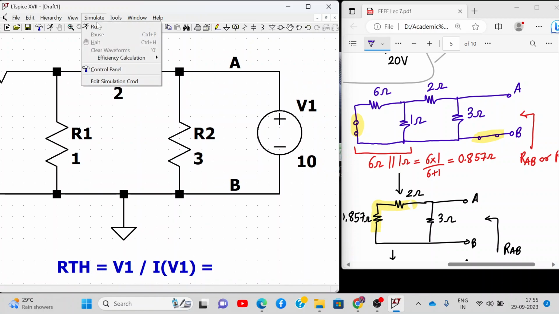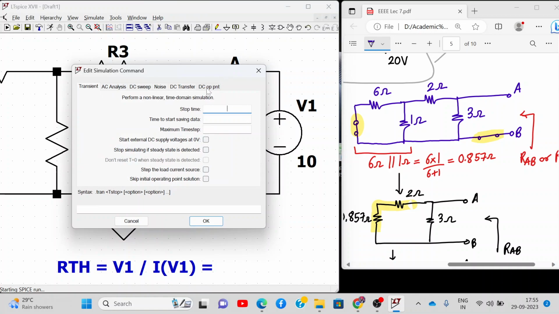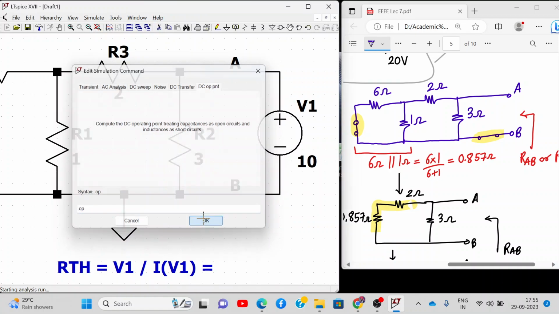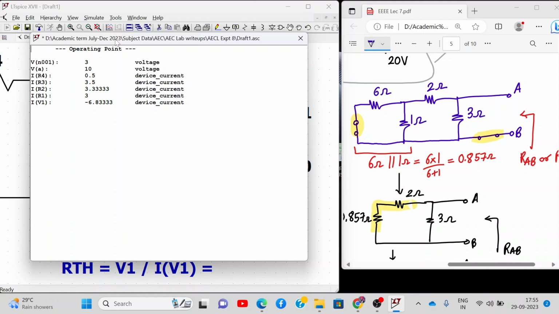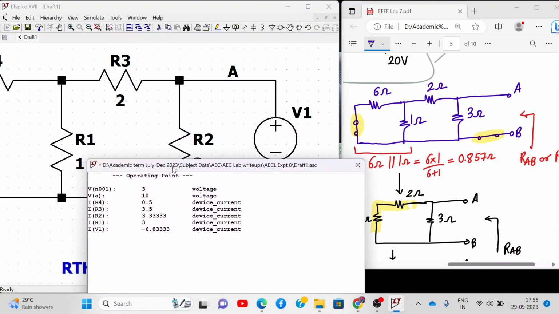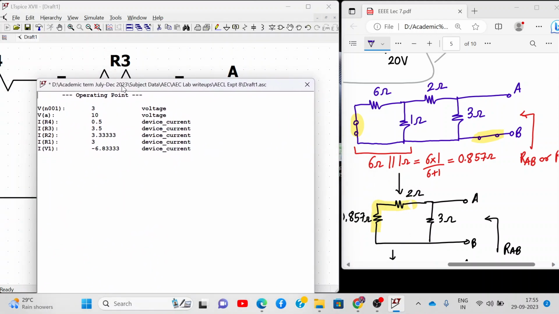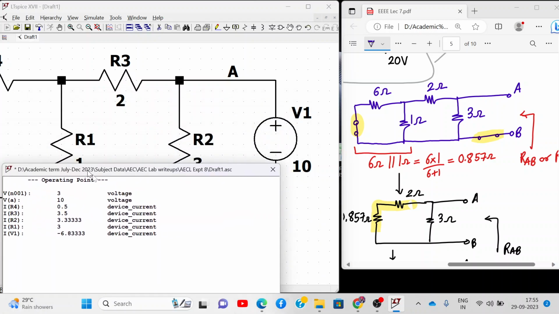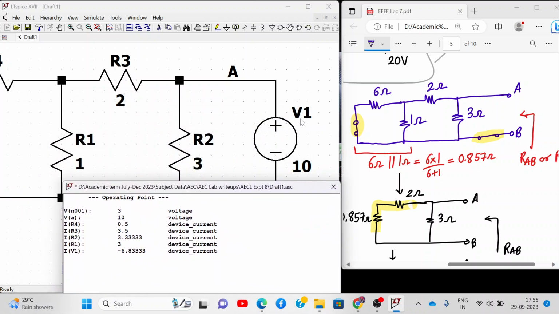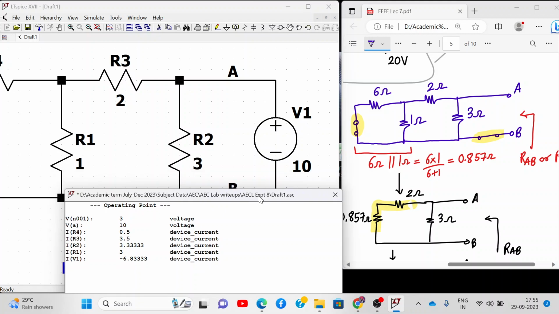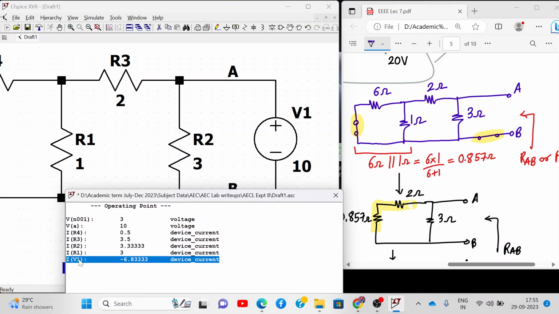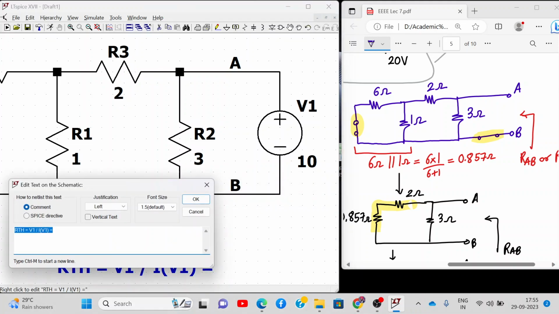So let us simulate, go to run, go to DC operating point and click on OK. So over here you get the value of the current flowing through this test source of 10 volt. It's minus. Do not consider it as minus. I've already told you the reason why. So I've copied this value. Now I'll right click over here and add it in the next line. So this is the device current.